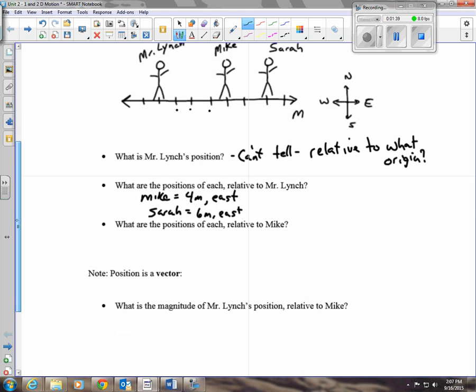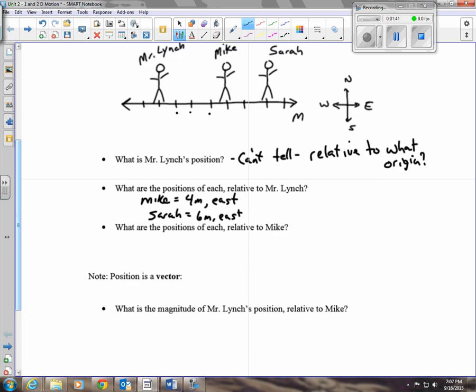What are the positions of each relative to Mike? Okay, looking at that, Mr. Lynch is 1, 2, 3, 4 meters away to the left, or 4 meters west. Or we could write that as minus 4 meters. And actually relative to Mike, his position is 0. He's at the origin. And Sarah is at 2 meters east, or another way to say that would be plus 2 meters.